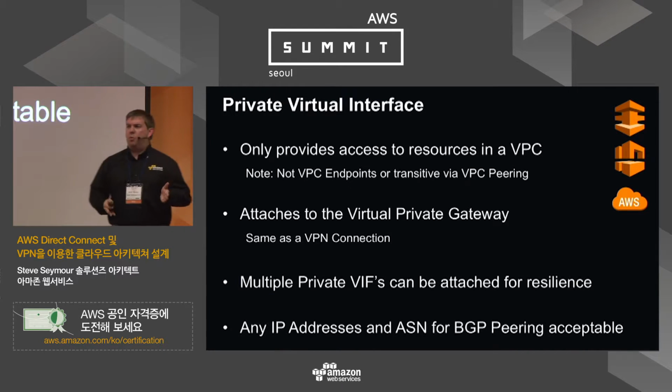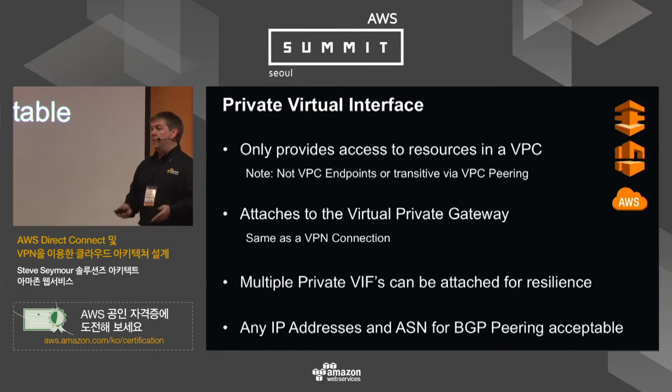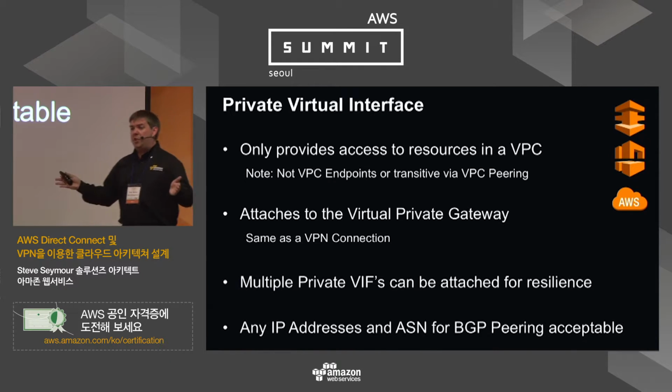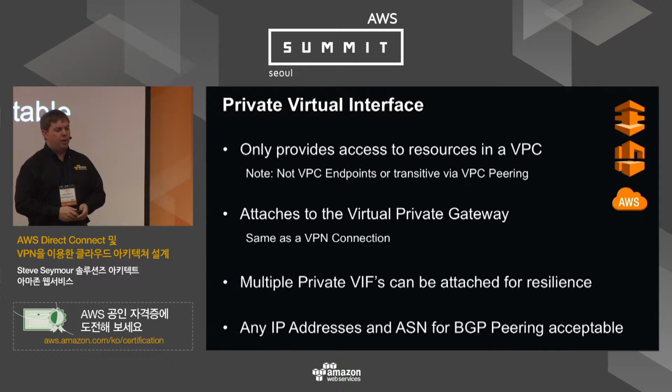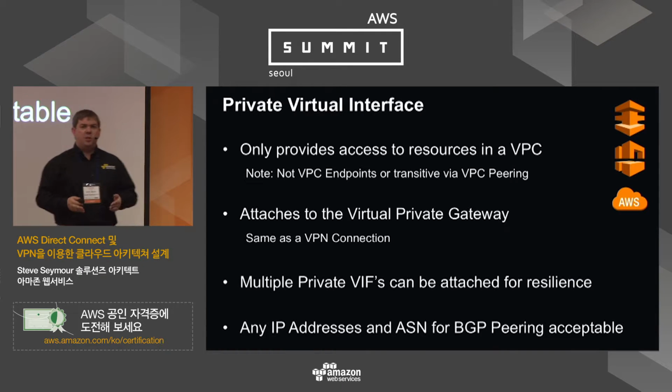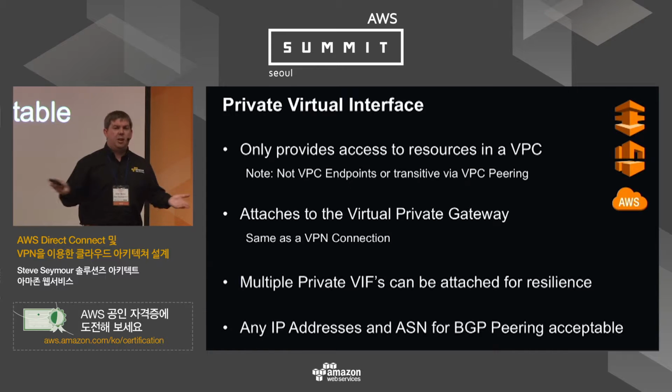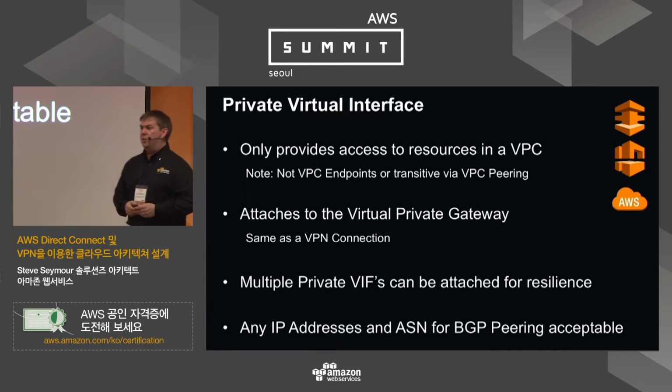But you can use multiple private virtual interfaces if you want resilience. So if you have 2 connections, you could have 2 virtual interfaces, both attached to the same virtual gateway. And finally, because this is all private, you can actually use any IP addresses and any AS number that you like. It's all private.